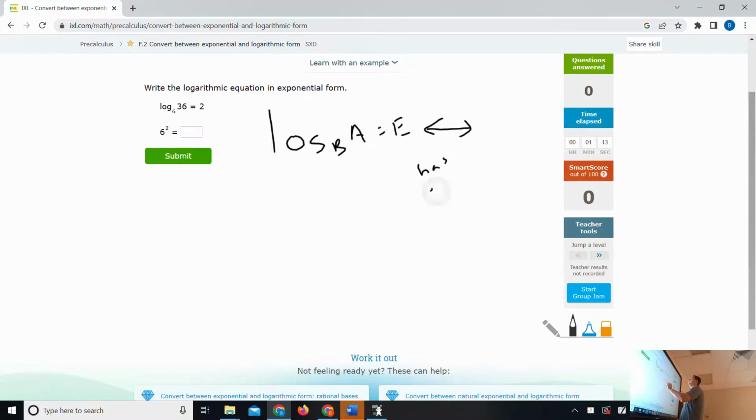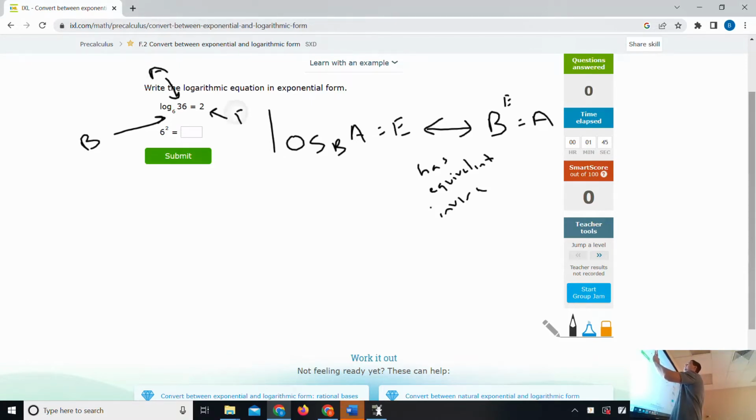Has an equivalent inverse of B for base, E for exponent, equal to the argument of the logarithm. Some people say answer, but equal to the argument of the logarithm. So we're supposed to write this in exponential form. You just identify your pieces. There's your base, there's your answer, and there is your exponent.